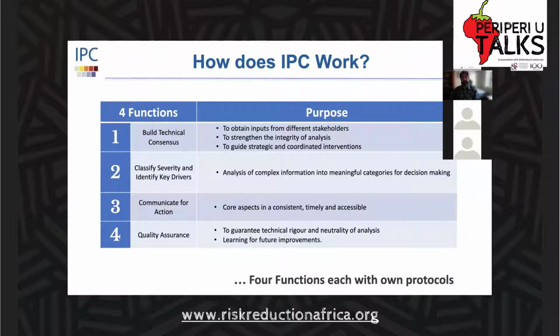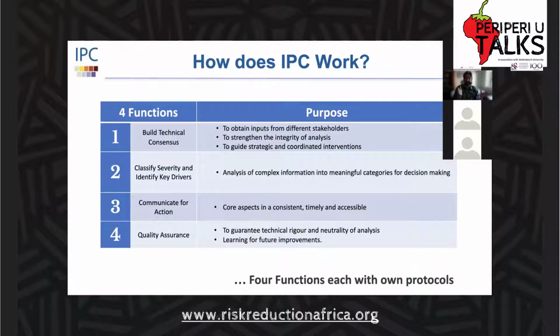And it basically consists of 4 functions. The IPC consists of building technical consensus, which is to say you get together all the people who have something to contribute on discussions of food security in a given context, and you seek out their inputs. You gather them together, you get them to agree, and that then becomes the shared, jointly owned, jointly understood analysis of a given situation.